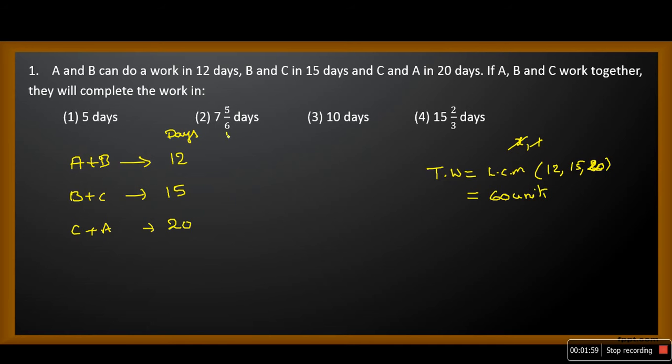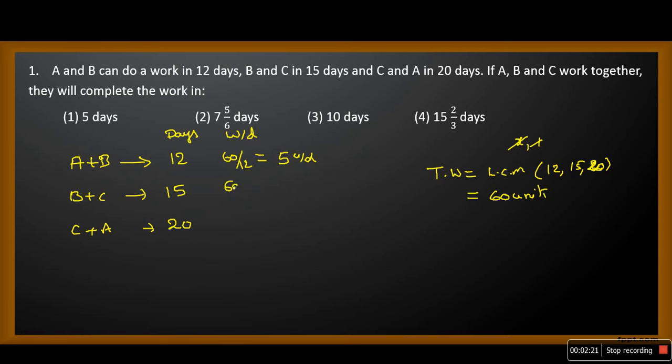Now let's see the work done per day. What is the total work? 60 units. How many days are they taking to complete? 12 days. To do 60 units, they are taking 12 days. So in 1 day, 60 by 12 equals 5 units per day. A and B together are doing 5 units per day.